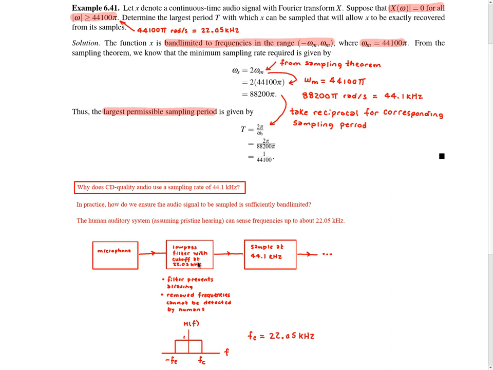By applying such a filter, we ensure that the audio signal is band limited to frequencies in the range minus 22.05 kilohertz to 22.05 kilohertz. This means that we can sample the audio signal at a frequency of 44.1 kilohertz and be certain that aliasing will not occur. In this way, we guarantee that sampling the audio signal does not lose any information.